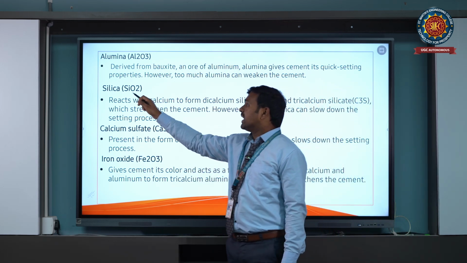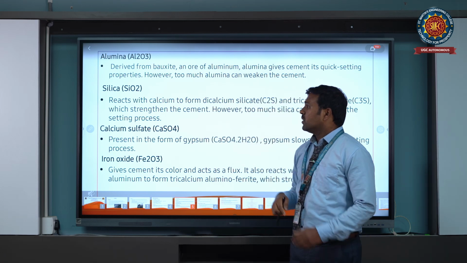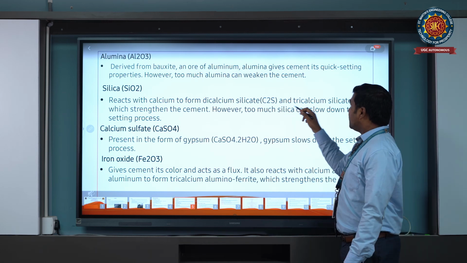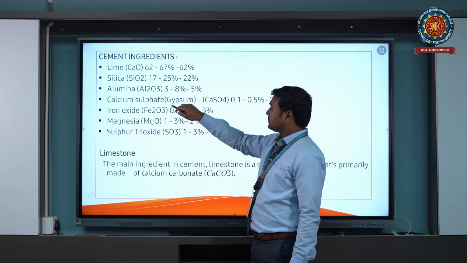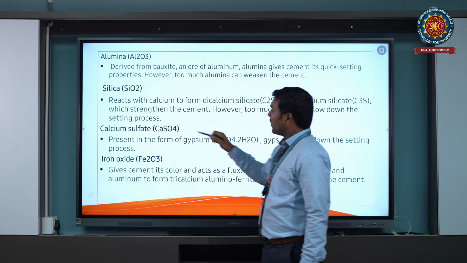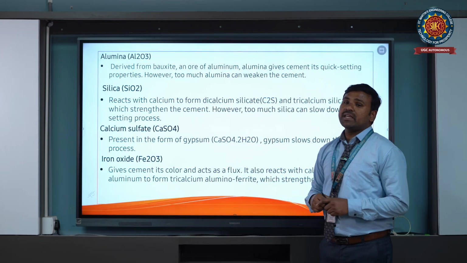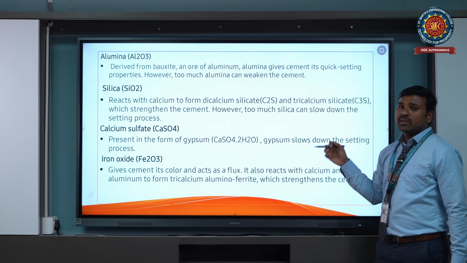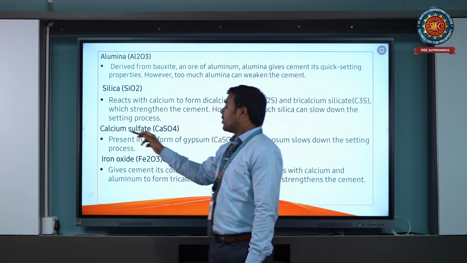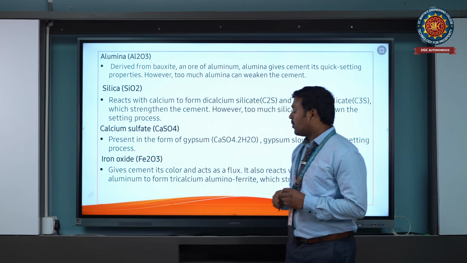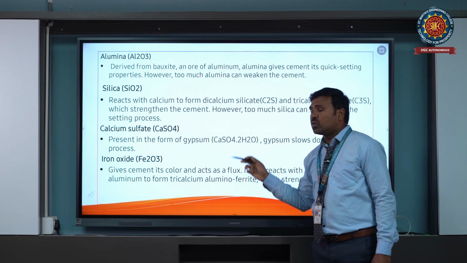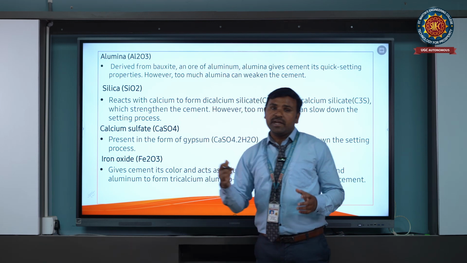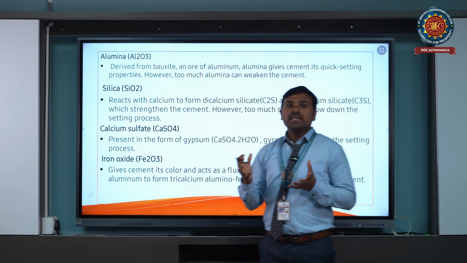Now about silica. SiO2 reacts with calcium to form dicalcium silicate and tricalcium silicate, C3S, which strengthen the cement. However, too much silica slows down the setting. Now about calcium sulfate, present in the form of gypsum, CaSO4.2H2O. Gypsum slows down the setting process, which controls the consistency of the cement.